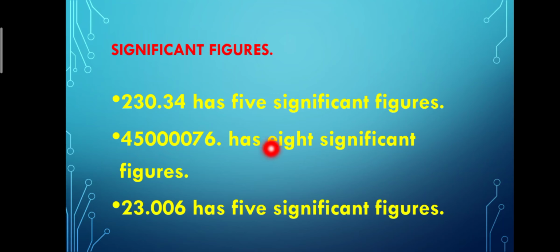450.00076 has 8 significant figures. Similarly, 23.006 has 5 significant figures.